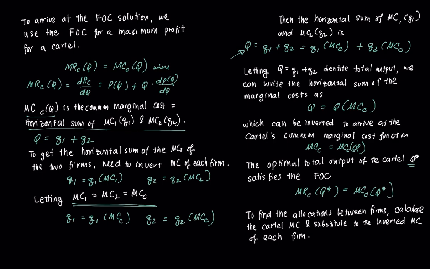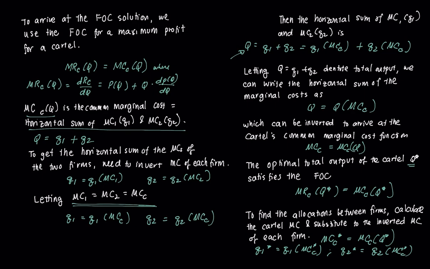Then to find the optimal allocation of output between the member firms, we must first calculate the cartel's marginal cost at the optimal Q star. So we need to first calculate MCC star, which is just essentially MCC(Q star). Then we substitute this into each of the individual firms. So we can get Q1 star, which is Q1 as some function of the optimal MCC, and we can also get Q2 star, which is some function of the optimal common marginal cost.